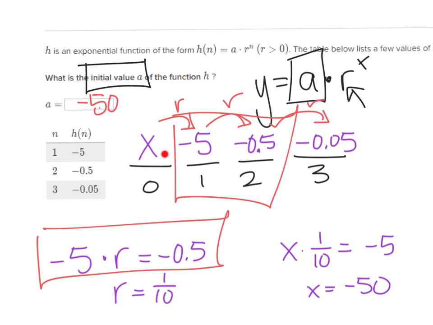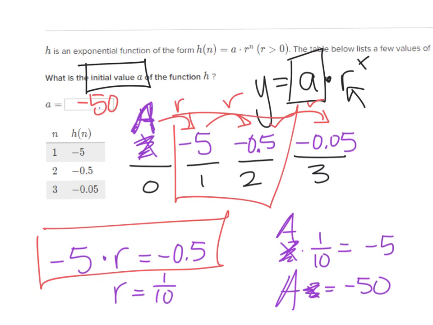So this is what we're looking for, a, or when x is 0. So yeah, I should have put an a there. Sorry. Always trying to be crystal clear, not deceptively misleading. Okay, so there's our a, and we know that a times 1/10 gives us negative 5, so we multiply both sides by 10, and we get that a equals negative 50.